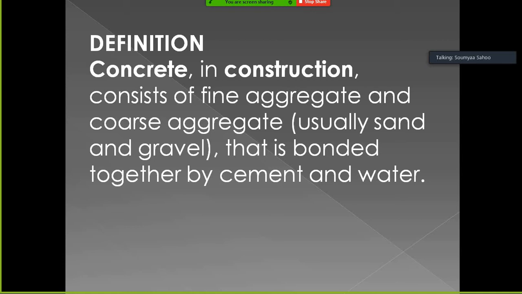So concrete in construction consists of fine aggregate and coarse aggregate that is bonded together by cement and water. Fine aggregate means sand and coarse aggregate means gravel. So basically concrete is a mixture of fine aggregate, coarse aggregate, cement and water.